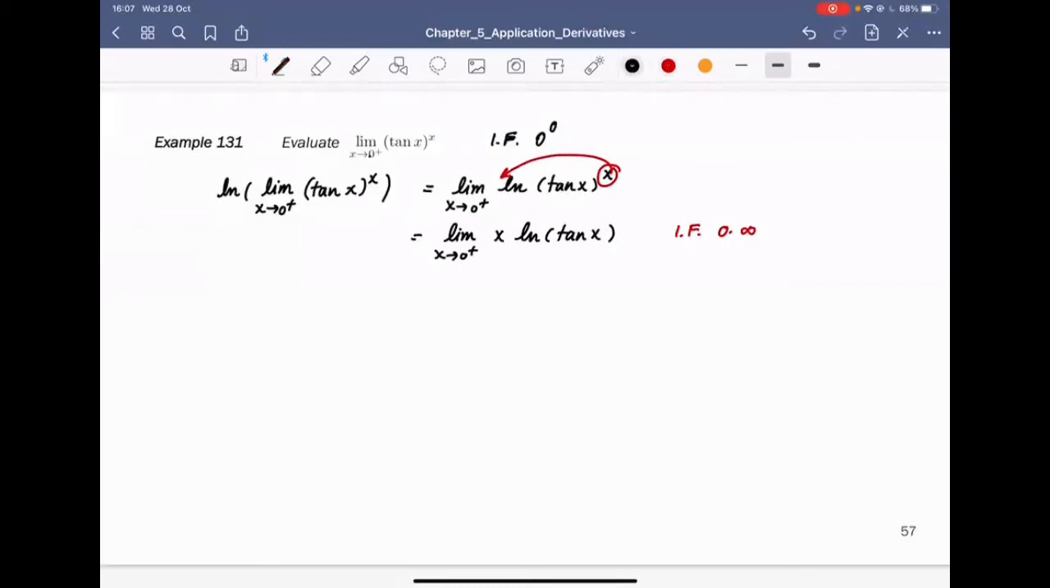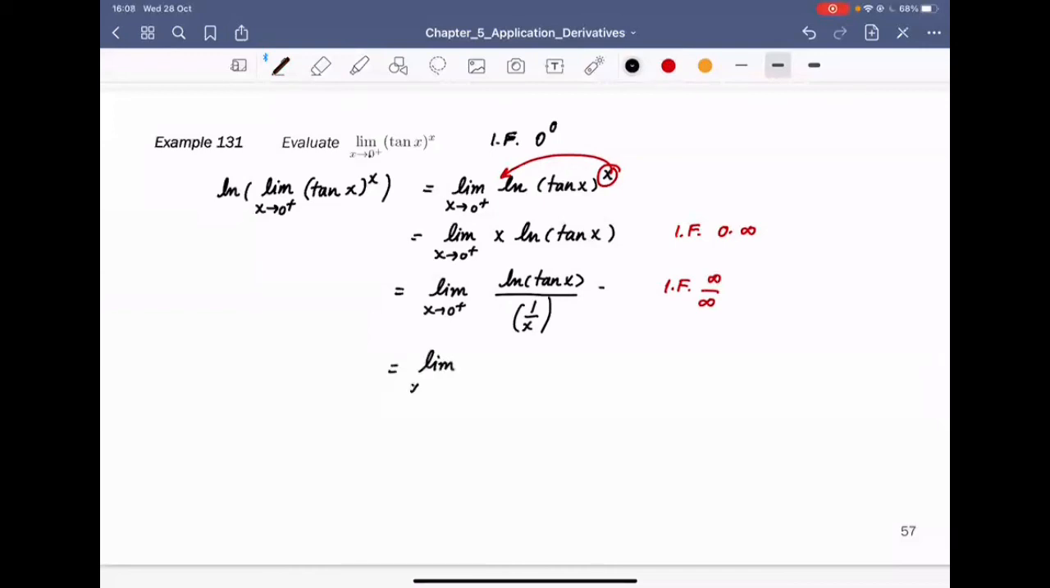All right, and now I need to simplify more. So I'm going to keep log tan x on the top, and then I'm going to move 1 over x down. Well, this comes back to the indeterminate form infinity over infinity. Perfect. Now we're going to apply the L'Hopital rule.